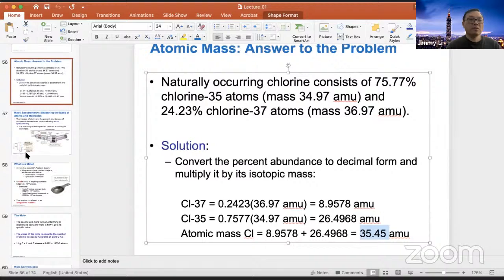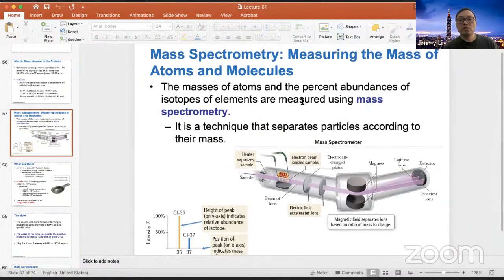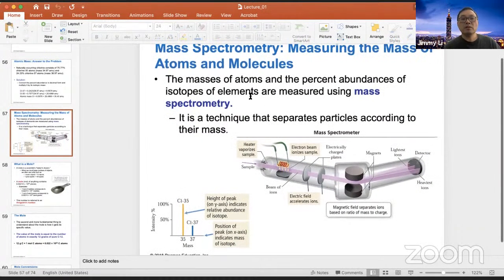Then you say, Ms. Lee, is there any instrument that determines that percentage of natural abundance? Yes, I just want to introduce that instrument. It's called a mass spectrometer. The mass of atoms and their percent abundance are determined by using this mass spectrometer. It's a technique that separates particles according to their masses.